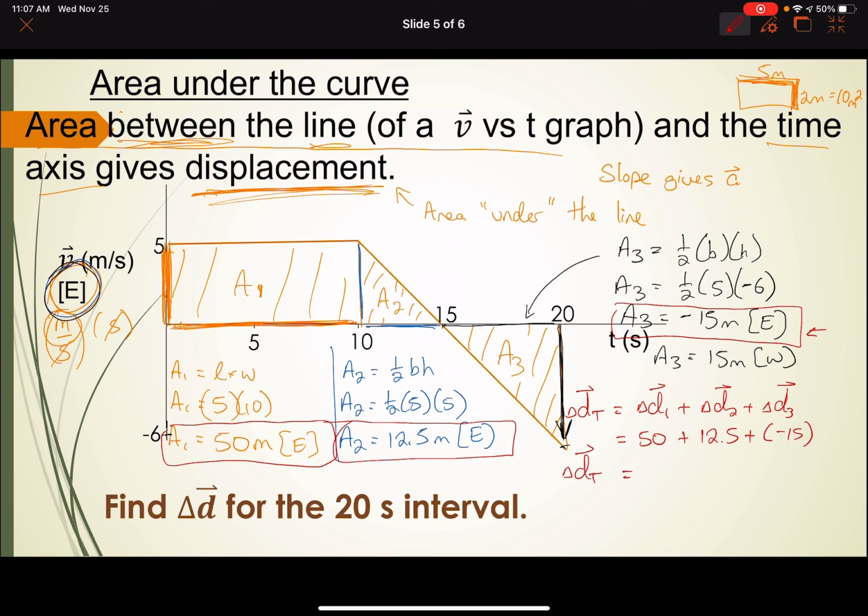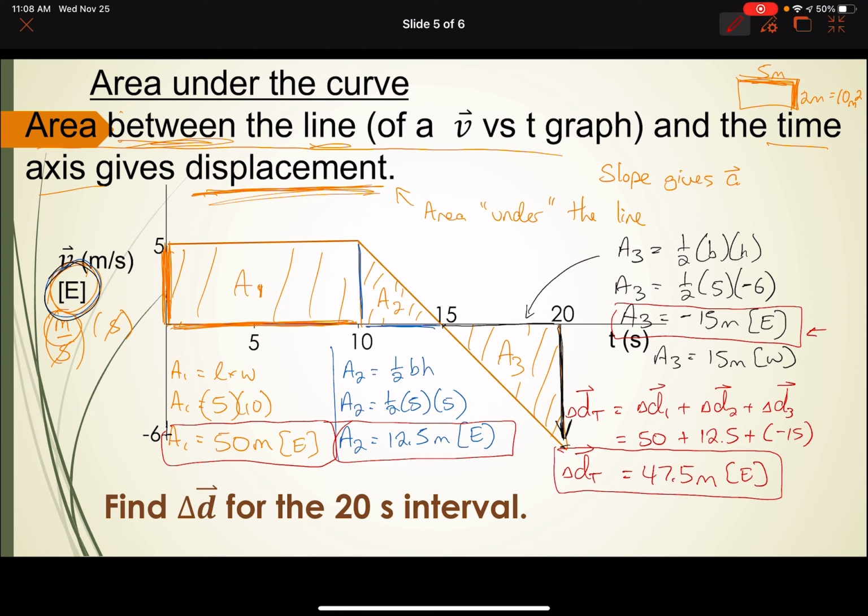This displacement then, let's see, 62.5. This would be 52.5. I better check this on my calculator, make sure I get this right. We're going to say it is 50 plus 12.5. So that gives me 62.5. Take away 15. That is 47.5. Good thing I checked. 47.5 meters. That is east. Again, because that's the positive direction that we're looking at. We could talk sig digs later, but there is the answer to this thing.